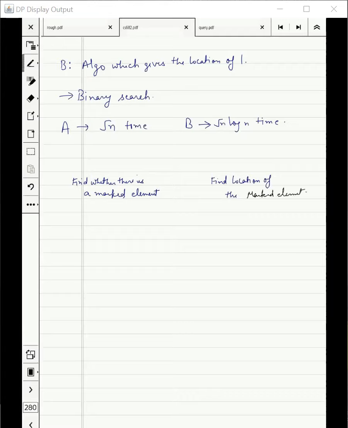In case your task is to output any marked element, you don't care which marked element it is, then these two problems are equal. If your task is to output all marked elements, then these two are not equal.